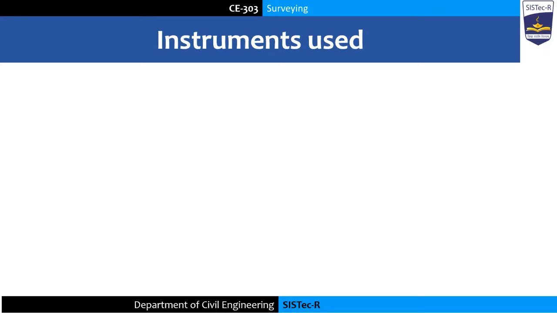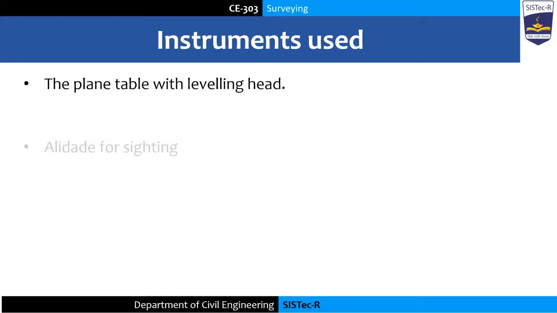So while doing plane table surveying, a number of instruments are required. So we will see them one by one. All these instruments are listed here. The first and very important instrument in plane table surveying is the plane table that we will use. So the very first instrument is the plane table with a leveling head.